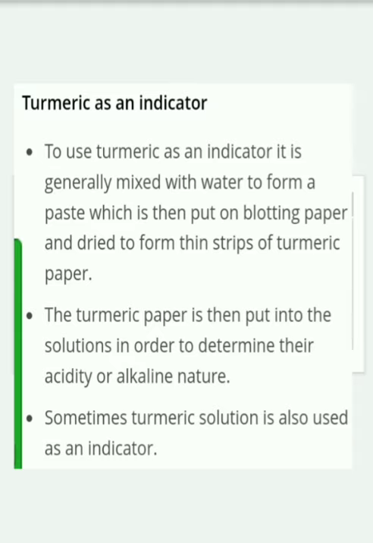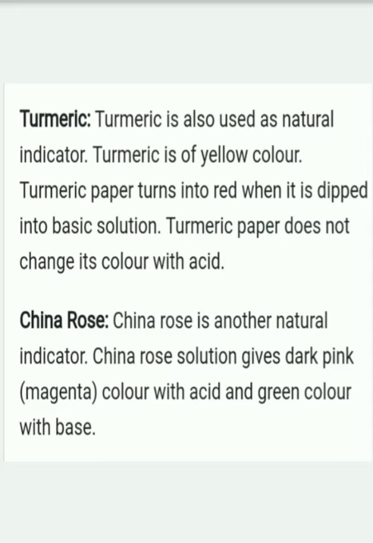Let us see another natural indicator, that is known as turmeric. To use turmeric as an indicator, it is generally mixed with water to form a paste, which is then put on blotting paper to form thin strips of turmeric paper. The turmeric paper is then put into the solution in order to determine its acidic or alkaline nature. Sometimes turmeric solution is also used as an indicator. So turmeric is also used as a natural indicator.